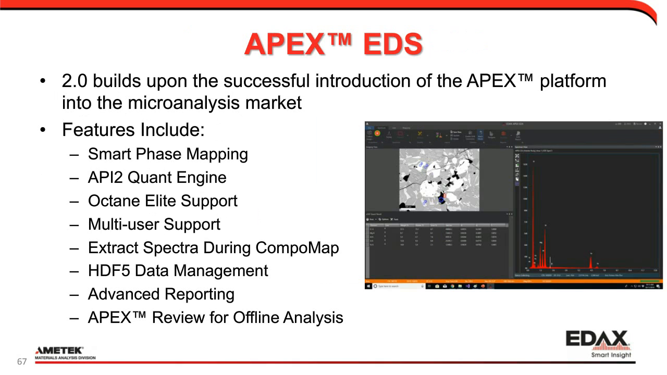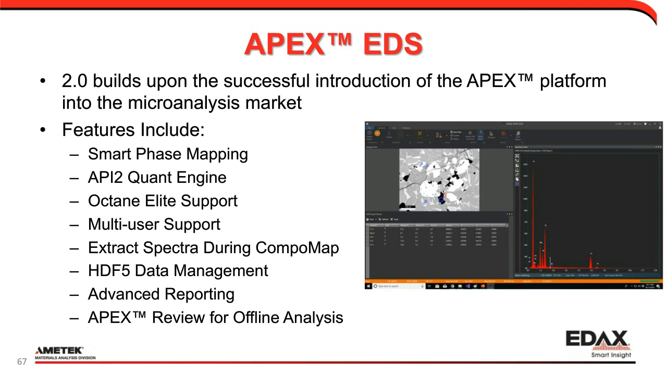And just to give some background for APEX EDS, this version, we call version 2.0, builds upon the successful introduction of APEX. We've had a few versions, but 2.0 is sort of the next step. Some of the features include smart phase mapping. We have a revamped quant engine. We support the Octane Elite detector, which is our high-end detector. Multi-user support, expect spectra during compositional mapping. I mentioned the HDF5 file. We have advanced reporting. We have the APEX review tool for offline analysis. So not only is this an EBSD tool, it pairs with a fully functional EDS tool.